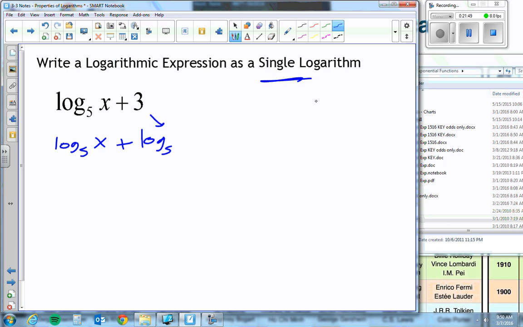So you need to ask yourself, 3 is equal to log base 5 of what? And the answer is easy. It's 5 to the power 3. Log base 5 of 5 to the power 3 would be 3, wouldn't it? But what is 5 to the power 3? What number? 125. And then now we have the same base, so we can combine them. And it becomes the log of the product, which is 125x, and we are done.